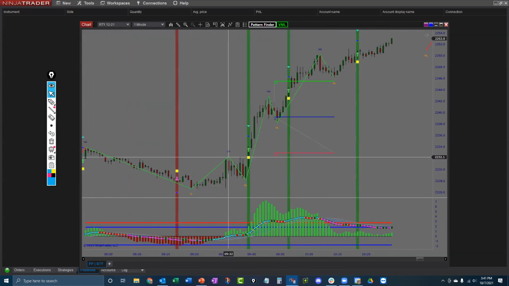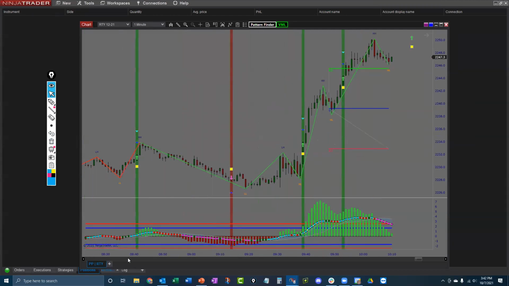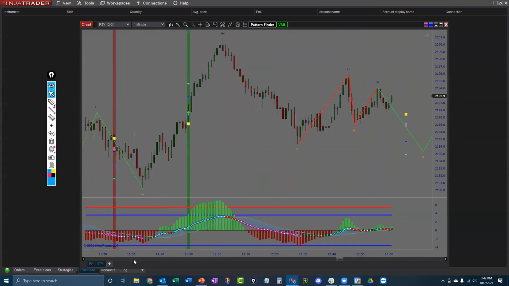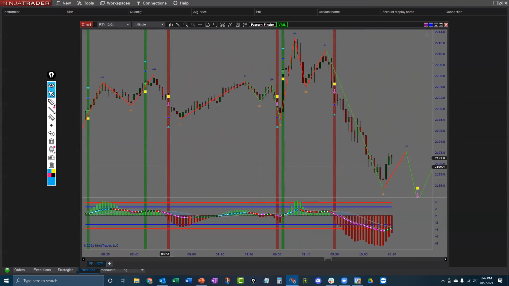Then we've got wave 1, wave 2, wave 3, 4, 5. After this, I'm not taking any more longs, but you get a great long opportunity there as well. And this is today. Again, we know it's an up day for RTY. Let's look at yesterday on a 1 minute. There we go.